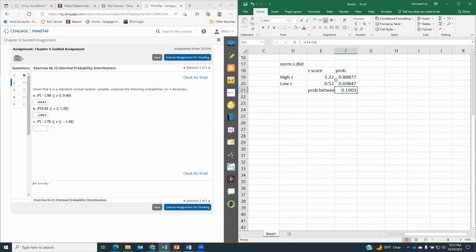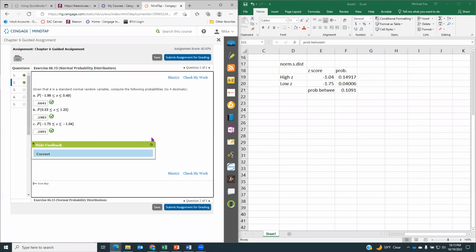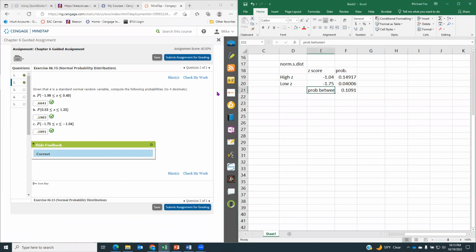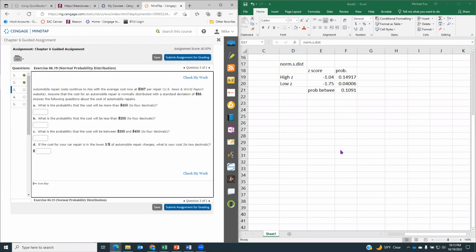Finally, on part C, my higher z-score is negative 1.04, and my lower z-score is negative 1.75. So the probability that it's between those two is 0.1091, or about 10.91%, right? So I'll check my work. Hooray. So remember, when we're working in z units, which are standard normal units, then we're going to use the function norm.s.dist, which stands for a normal standard distribution. All right, on to number 3.